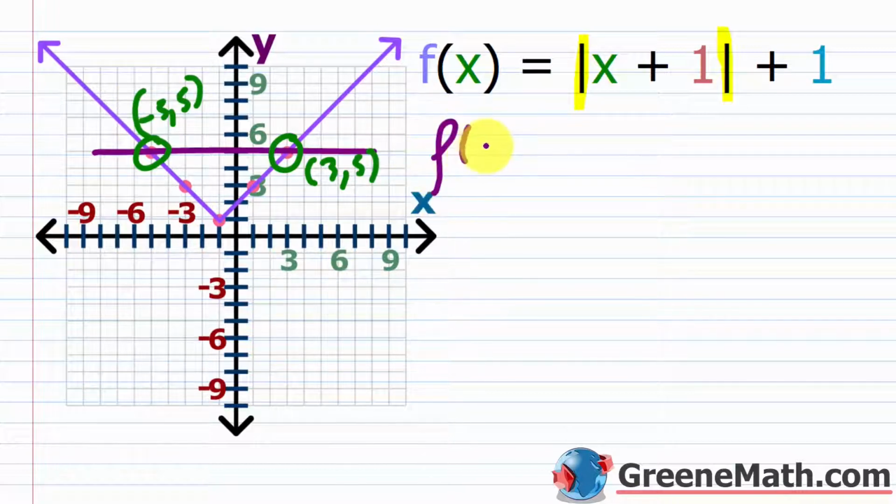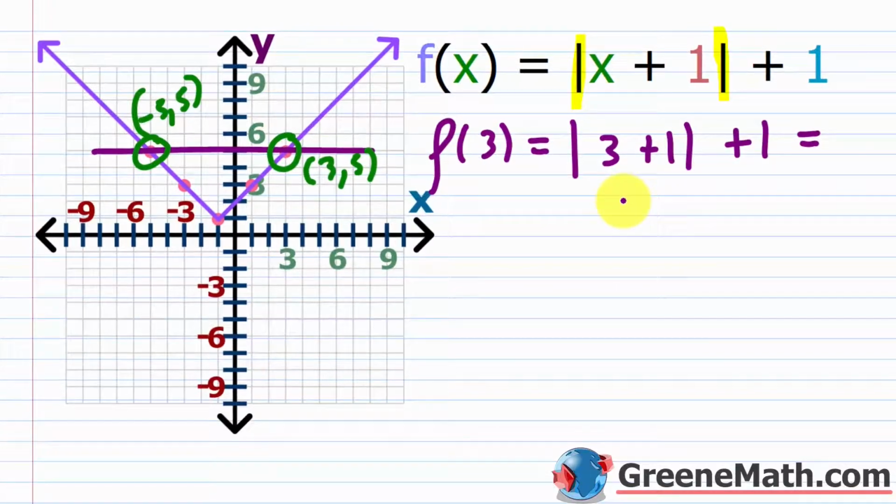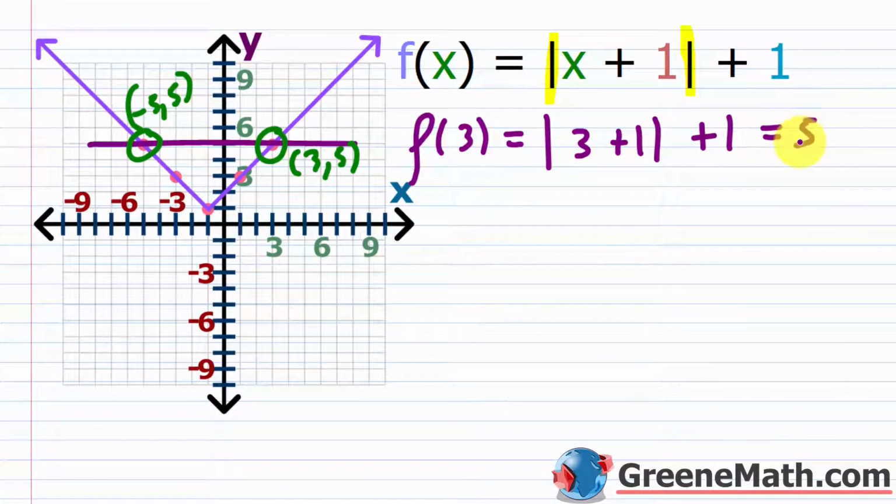If I did f of 3 as an example, this would be the absolute value of 3 plus 1, and then plus 1. We know the absolute value of 3 plus 1 is 4, right? 3 plus 1 is 4. Absolute value of 4 is 4. So this would be 4 plus 1, which is 5.